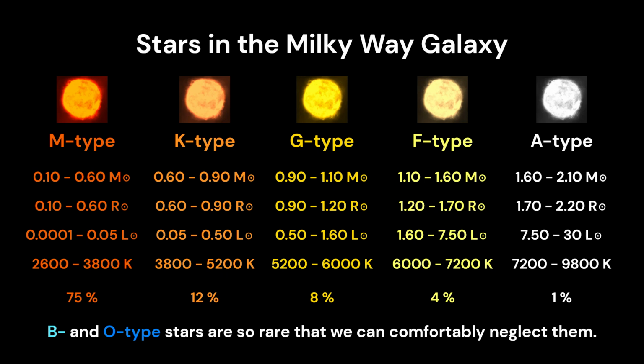Red dwarfs are by far the most common type of star in the Milky Way. That automatically makes them a prime target for the search for alien life. But how would a habitable planet around a dim red dwarf star actually look? How would it be different from Earth?